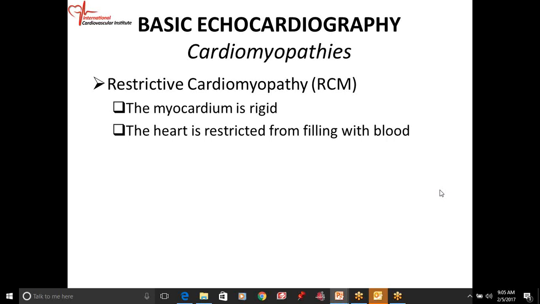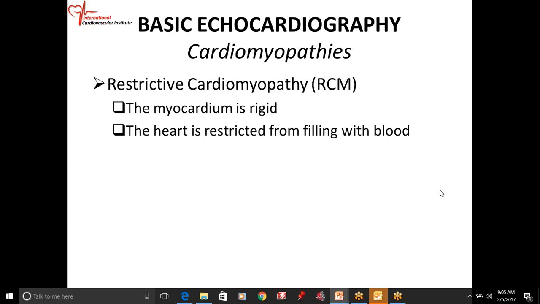So, a common exam question and even clinical problem is to distinguish what we call restrictive cardiomyopathy from constrictive pericarditis. And they love that on the exam. So you have to know how to distinguish them. But the first thing you need to understand is that restrictive cardiomyopathy is a muscle disease, whereas constrictive pericarditis is a pericardial disease.